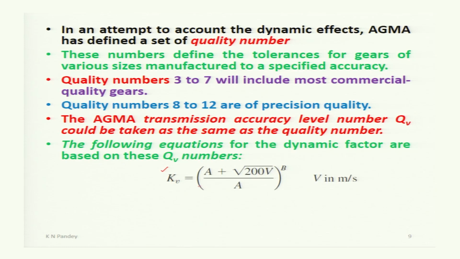The velocity factor Kv is equal to, within the bracket, capital A plus under root 200 V, where V is the pitch line velocity in meters per second, divided by capital A, all to the power B. The A and B factors are given by these two formulas. Capital A is 50 plus 56 multiplied by (1 minus B), and capital B is 0.25 times (12 minus Qv) to the power 2/3, where Qv is the quality value depending on the quality of the gear.